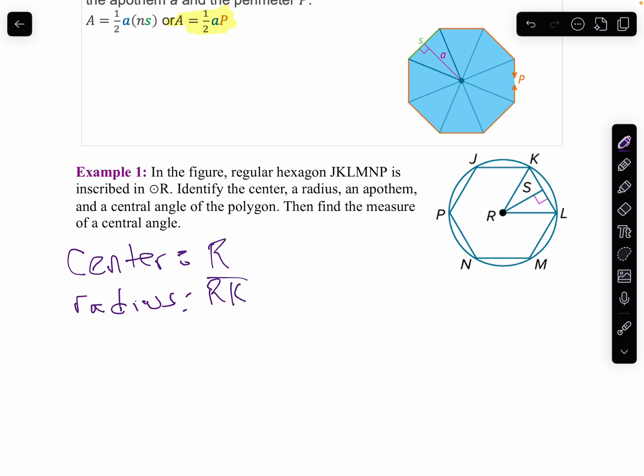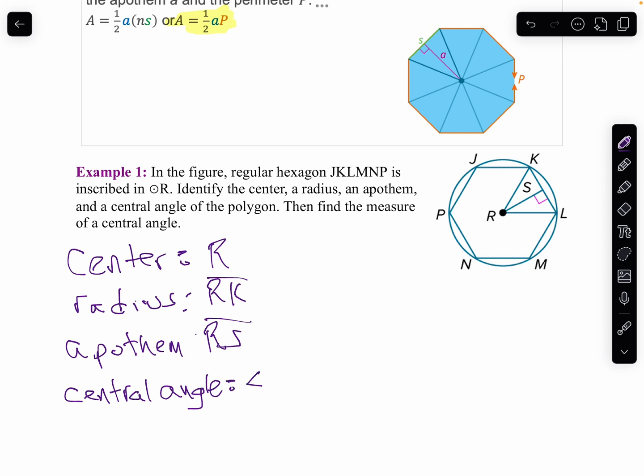And then I want to name the apothem. My apothem is going to be the height of that triangle. So the height of my triangle is going to be RS. And then I want to name a central angle. Well, the angle at the center, angle KRL. So my central angle, remember when you name it, the vertex must be in the center.